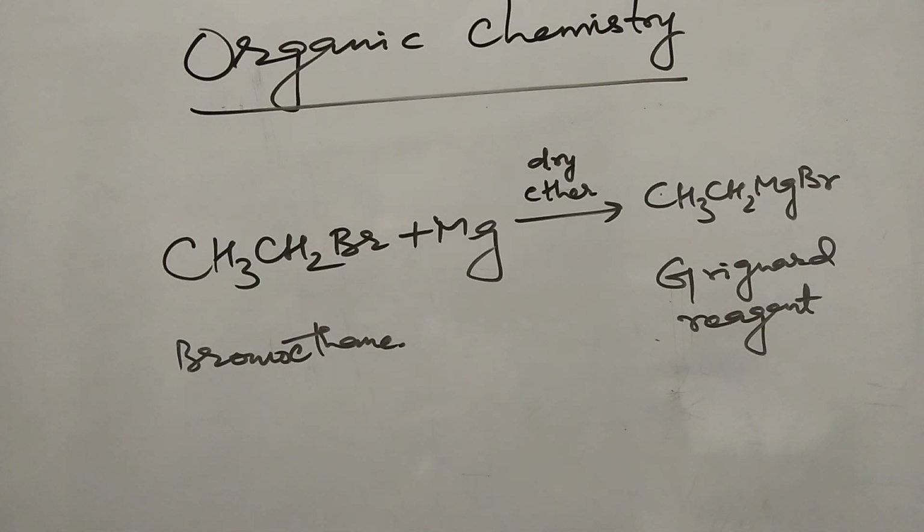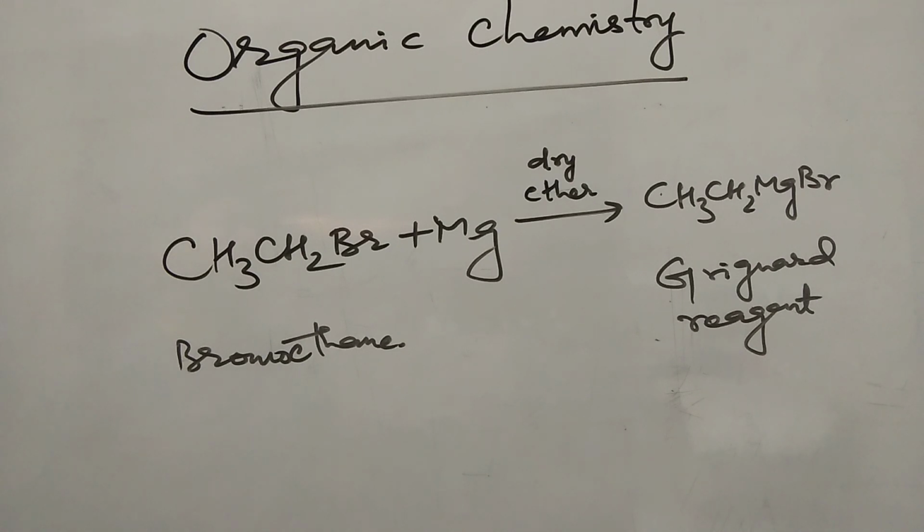Now, when bromoethane is treated with magnesium in presence of dry ether, it forms Grignard reagent, that is ethyl magnesium bromide. Ethyl magnesium bromide or alkyl magnesium bromides are called Grignard reagents. It is an organometallic compound, meaning that it has carbon-metal bonds. So organometallic compounds are those compounds which have carbon-metal bonds, like alkyl lithium, alkyl sodium, Grignard reagents. These are organometallic compounds.